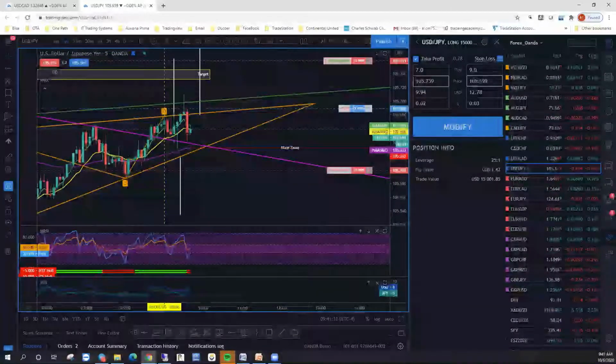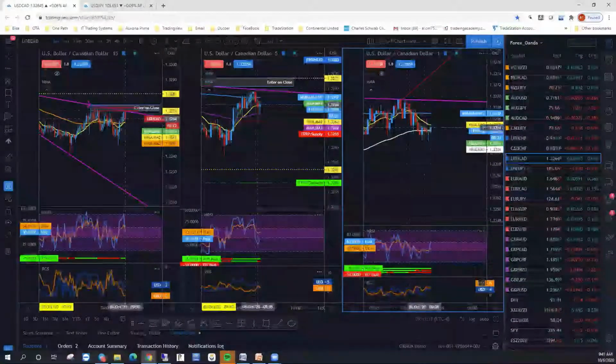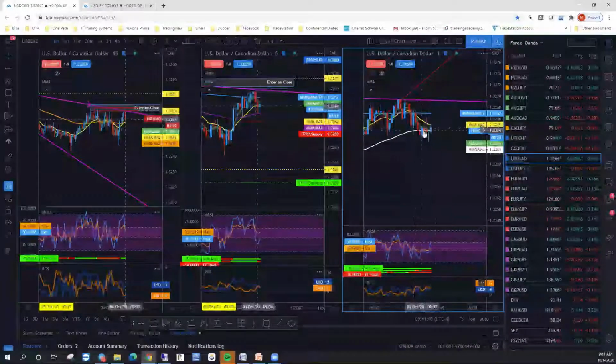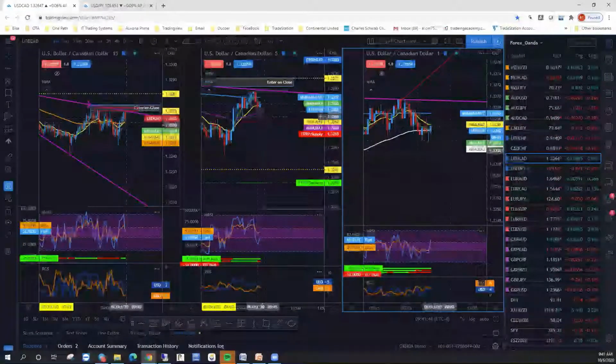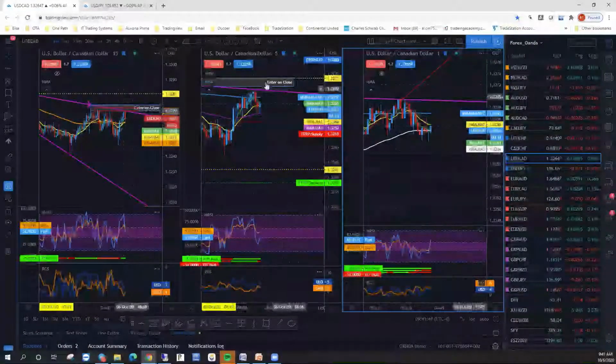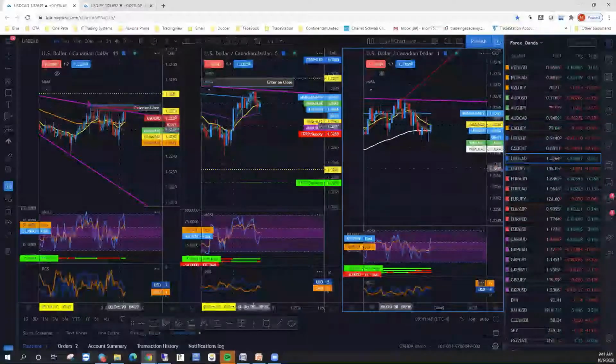We have about 20 more minutes. Let's see, how's our CAD trade doing? It's coming down. We did get a close below, but it's still kind of going sideways here. It's meandering inside this area.